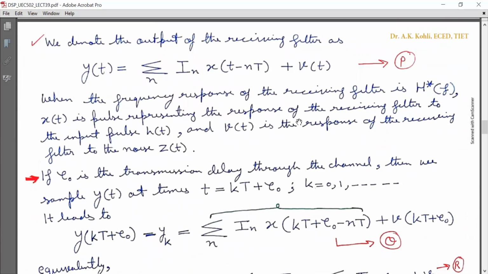We denote the output of the receiving filter as y(t) equal to summation n I_n x(t minus nT) plus v(t), as equation P. When the frequency response of the receiving filter is H conjugate(f), x(t) is the pulse representing the response of the receiving filter to the input pulse h(t), and v(t) is the response of the receiving filter to the noise z(t). So in equation P, I repeat, x(t) is the pulse representing the response of the receiving filter to the input pulse h(t), and v(t) is the response of the receiving filter to the noise z(t).